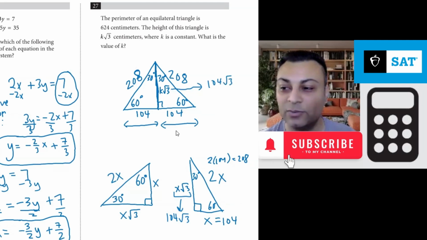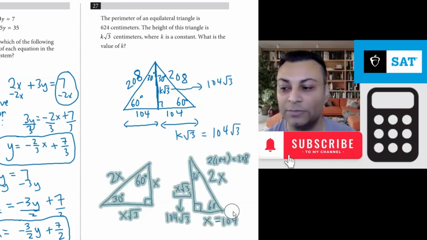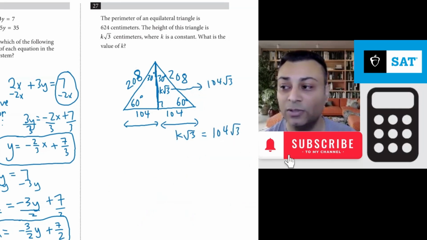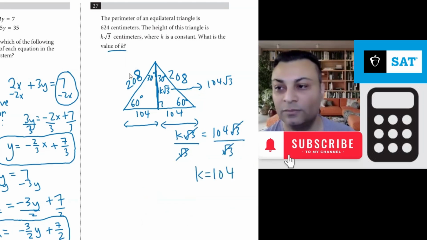So now we have this equation, k root 3 equals 104 root 3. You can solve it by observation. You say, well, k root 3 equals 104 root 3. I'm just going to compare and say k is 104. Or you can actually solve the equation. You just divide by root 3 and divide by root 3. And these will cancel, and these will cancel, and you get k is 104. What's the value of k? The final answer is 104.